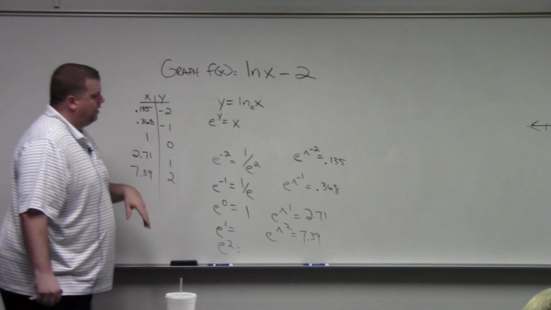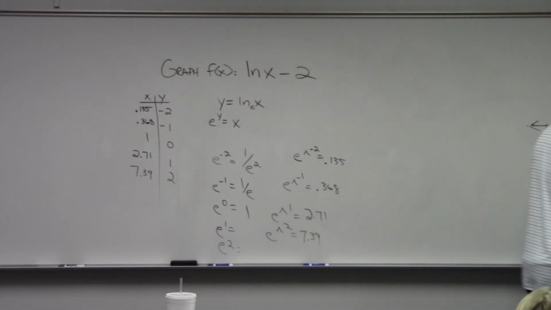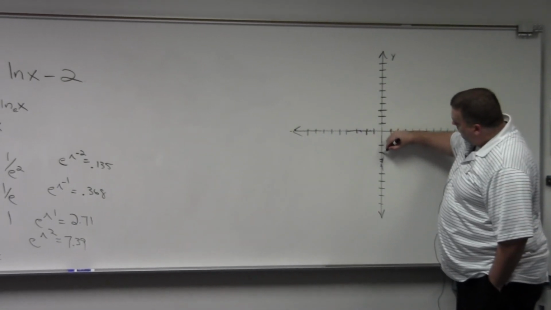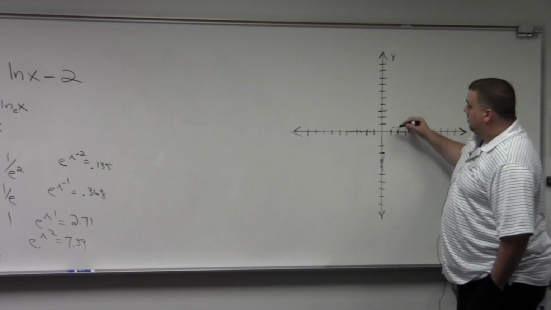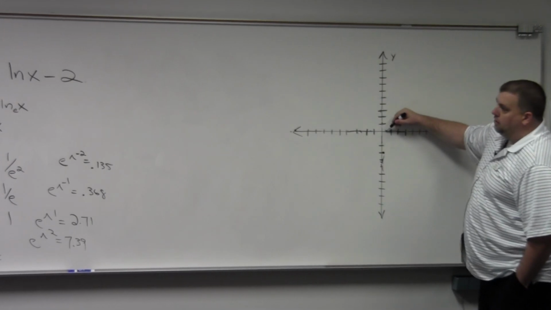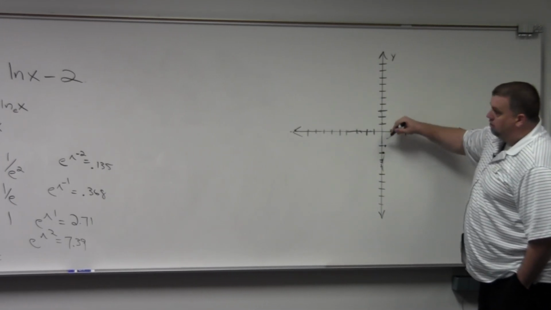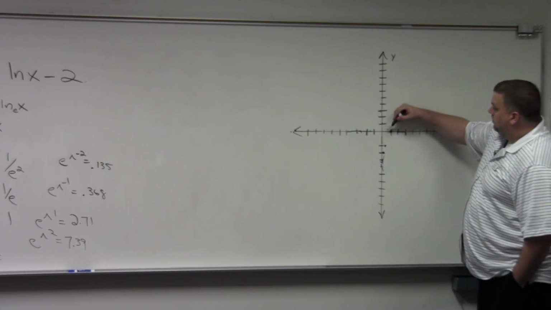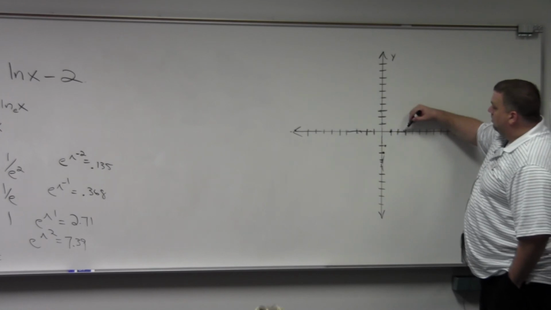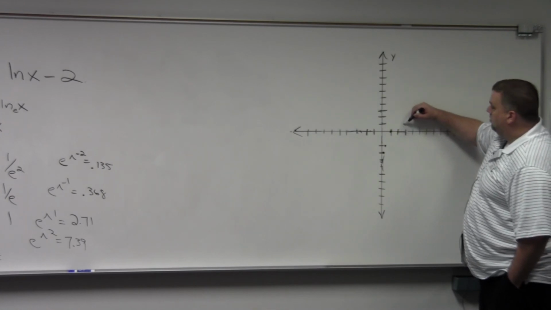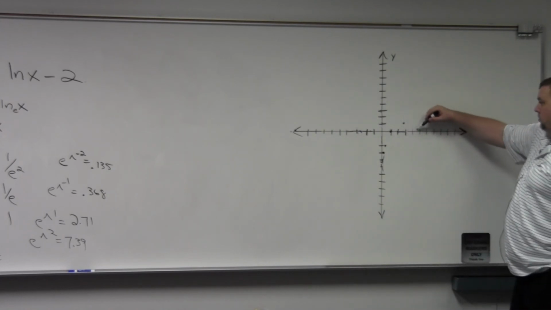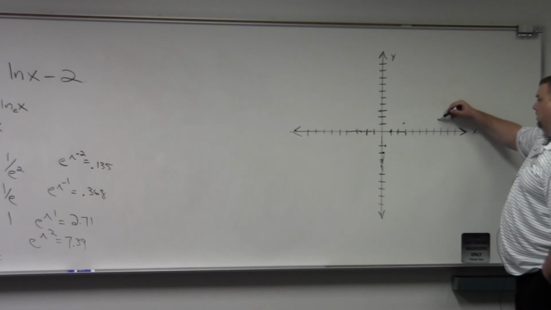So let's take those values and plot it. Once again, those are decimal approximations. So 0.135 just barely passed the origin, down 2. 0.368, about a third of the way, down 1. 1, 0. 2.71, almost a 3, up 1. And then 7.39, 3, 4, 5, 6, 7, and 2.